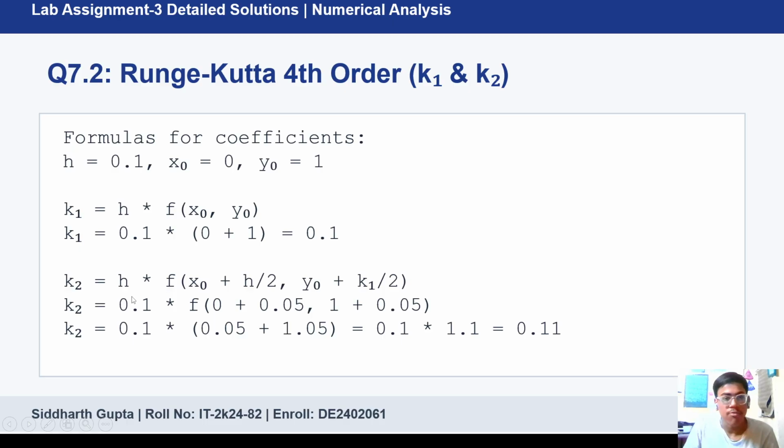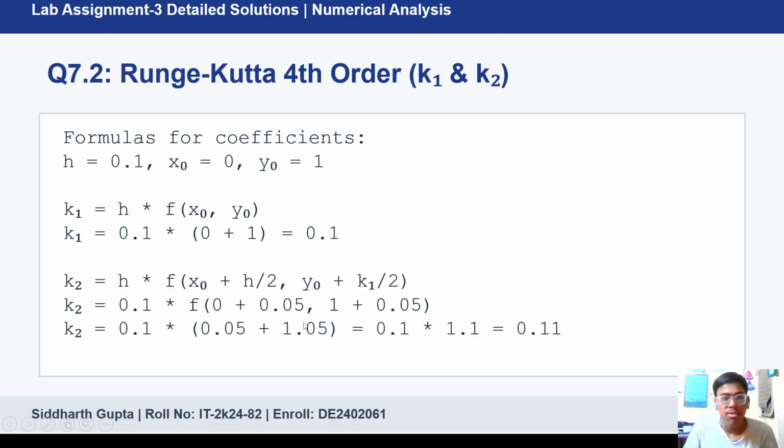Similarly, we find K2. The formula for K2 is h into f of x0 plus h by 2, comma y0 plus k1 by 2. So it will be equal to x0 plus h by 2 plus y0 plus k1 by 2. First, h is 0.1, x0 is 0, h by 2 is 0.1 by 2, that is 0.05. What is y0? Y0 was 1. What is k1? K1 is 0.1, divided by 2, that is 0.05.